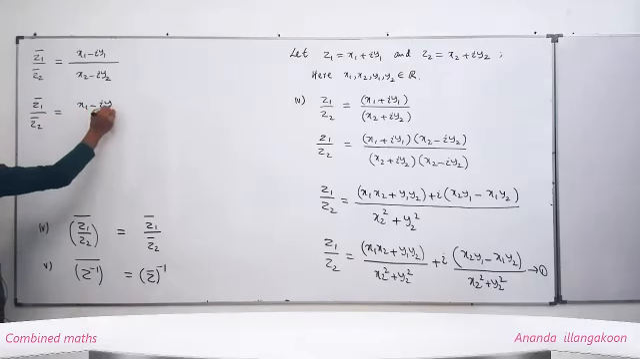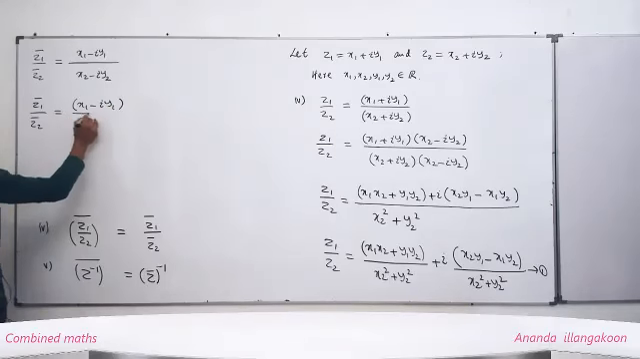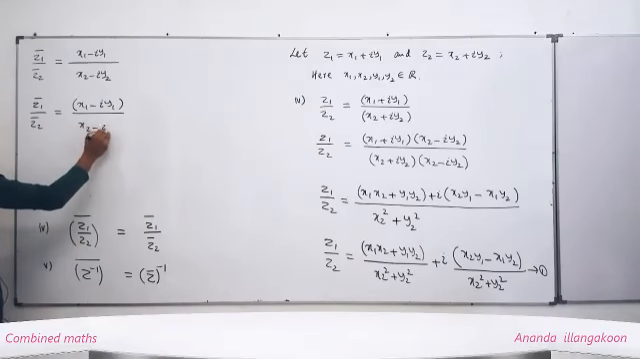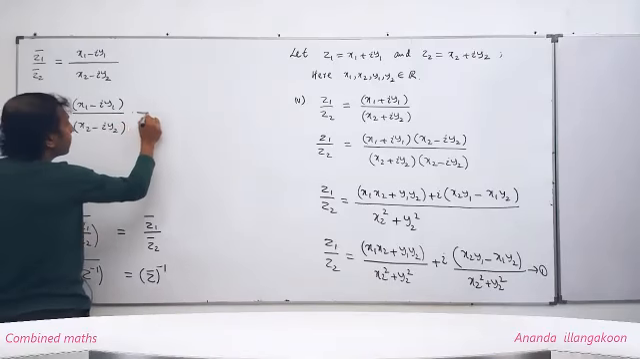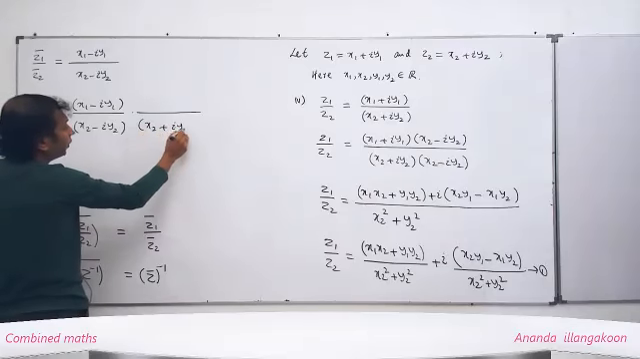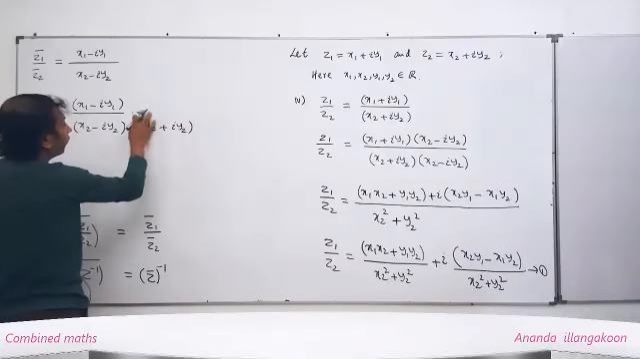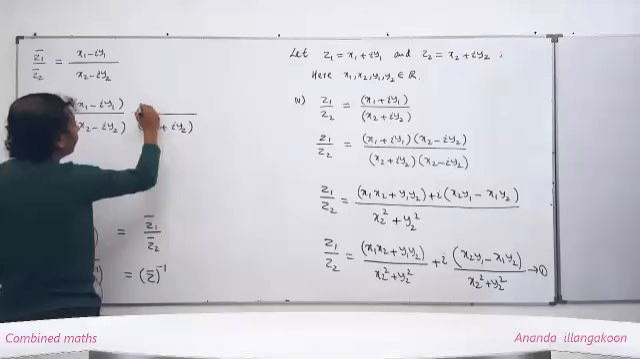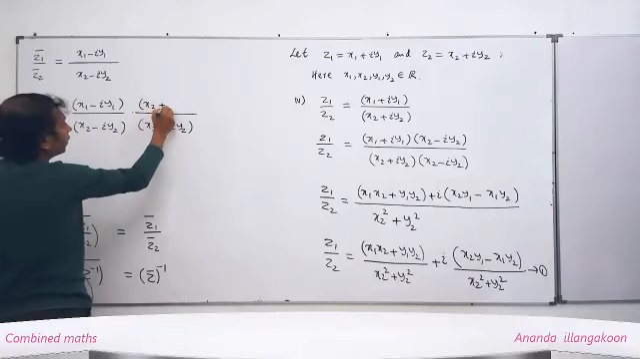X1 minus iy1 divided by x2 minus iy2, times x2 plus iy2 over x2 plus iy2.